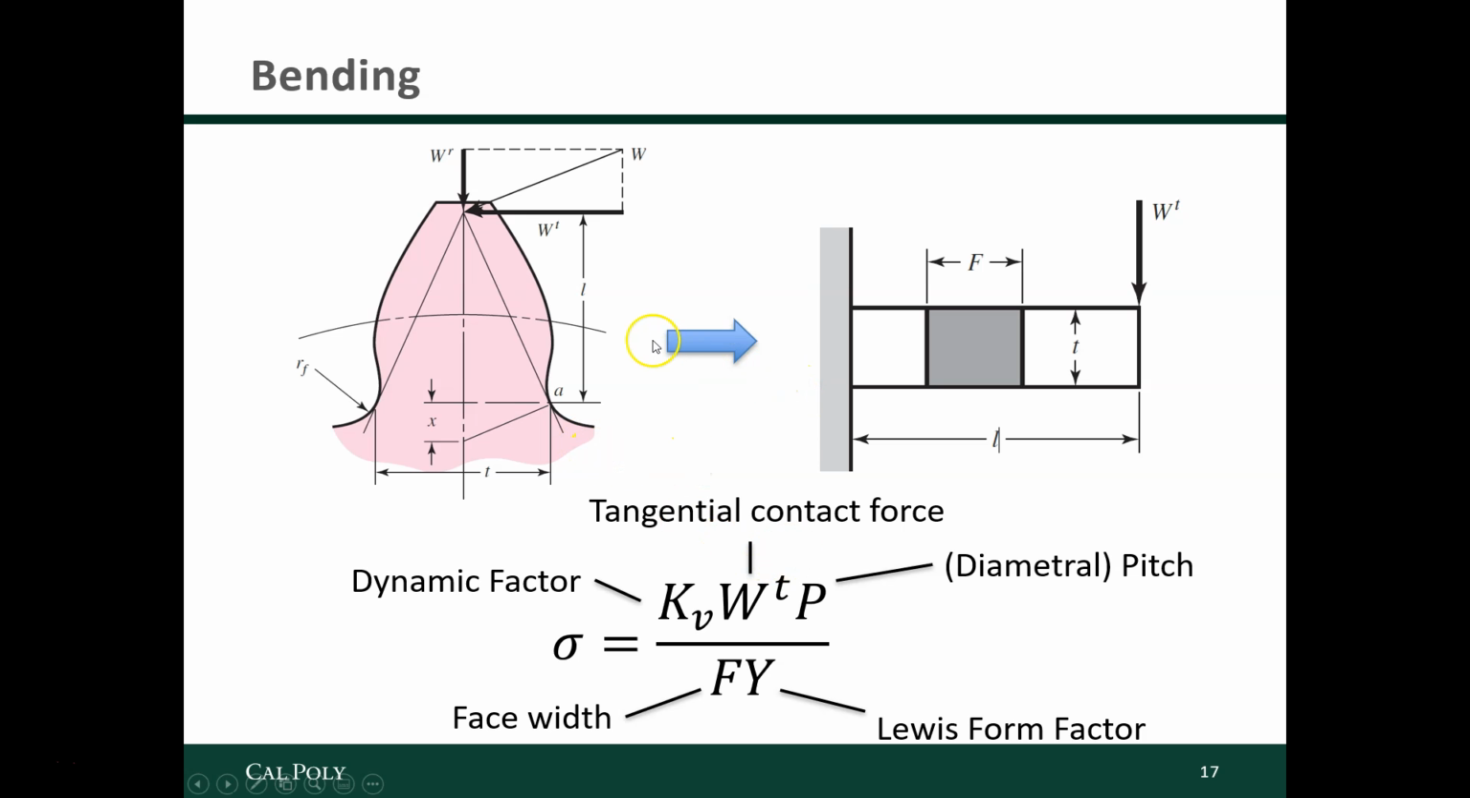It depends on the number of teeth on the gear. And then there's this kV. It's a dynamic factor that accounts for the fact that we've got some motion involved. And so we're going to increase the stress a little bit because of that. I should mention that you don't have to take into account the X, L, or T explicitly. Those have been absorbed into the other factors of the equation.